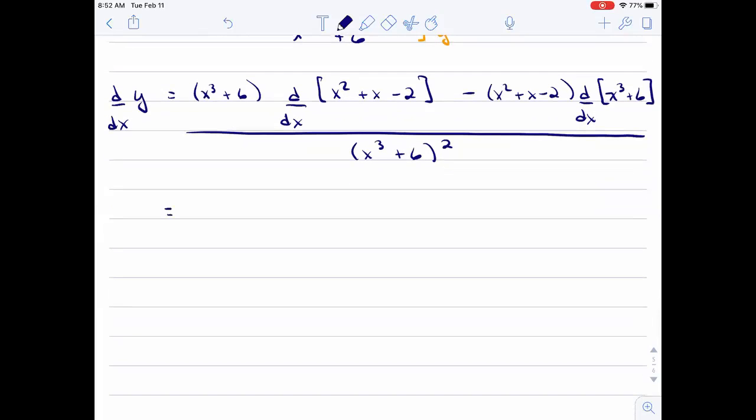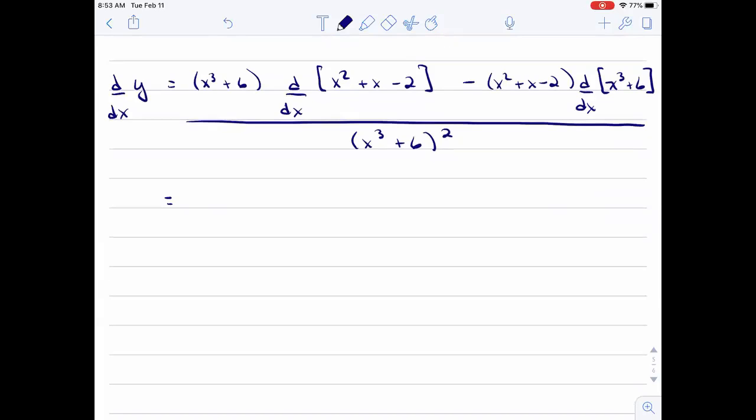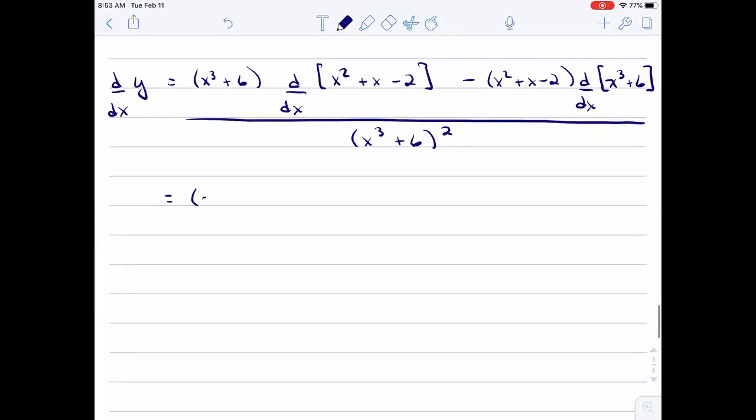Because now at least it's nice and compact, x to the 3 plus 6. If we had to do that squared, x to the 3 plus 6 times x to the 3 plus 6, it's a little bit bigger, a little bit nastier. So taking the derivatives now, right? x to the 3 plus 6 stays x to the 3 plus 6. Taking the derivative of x squared plus x minus 2, we get 2x plus 1.